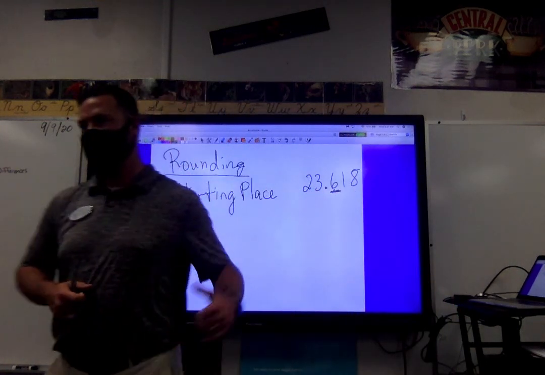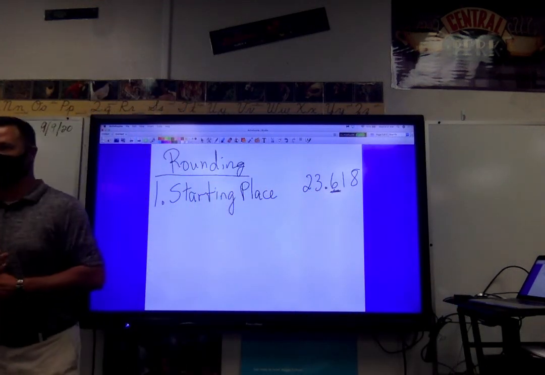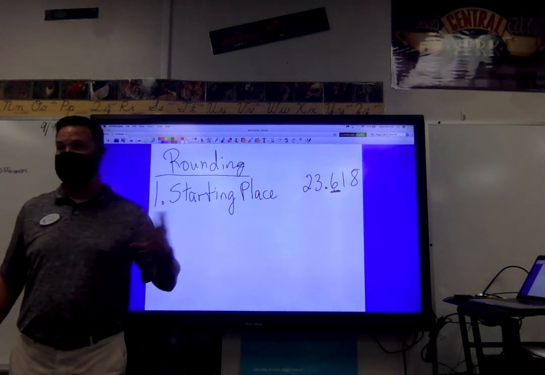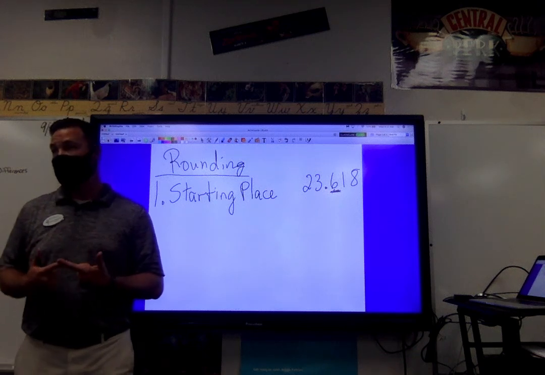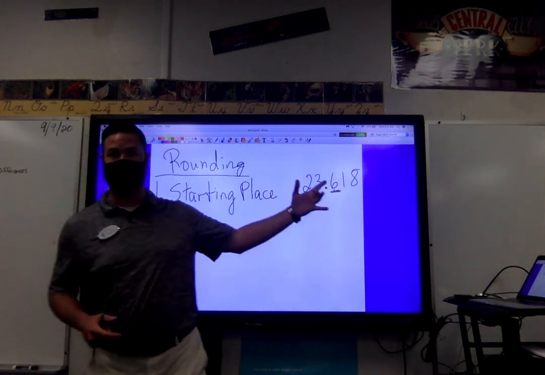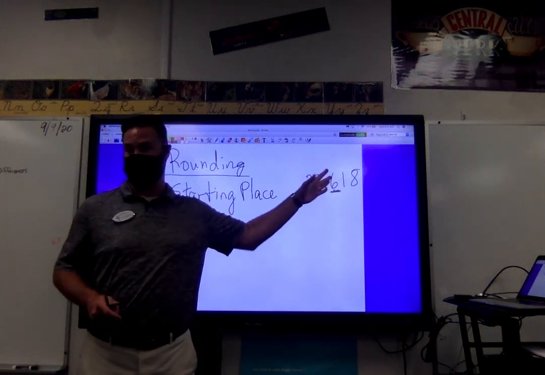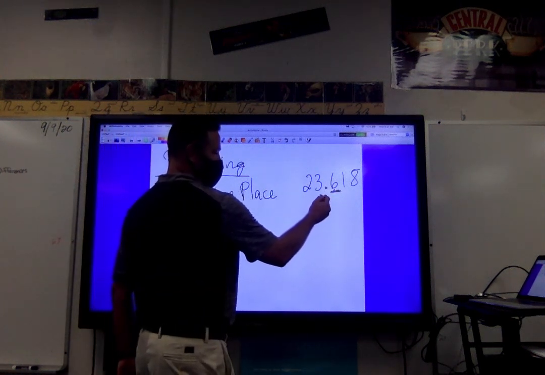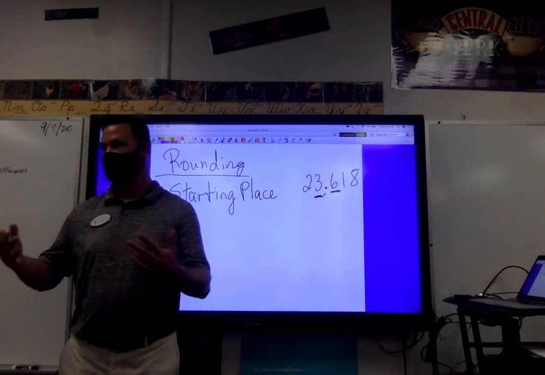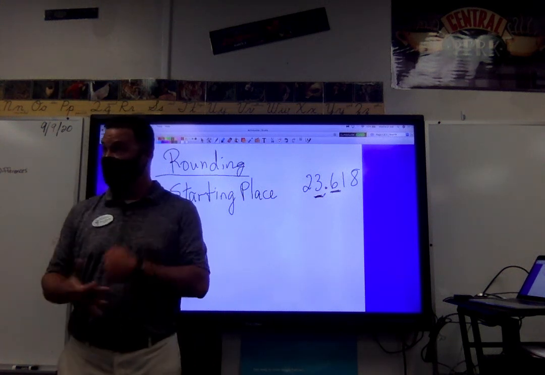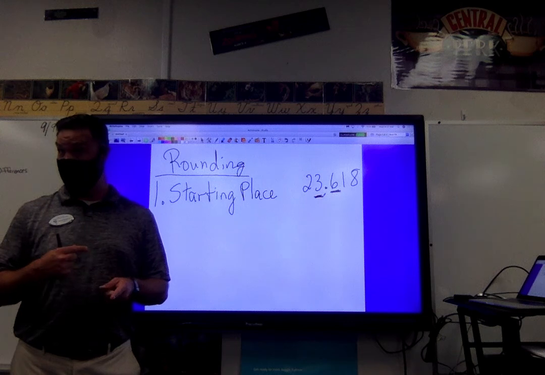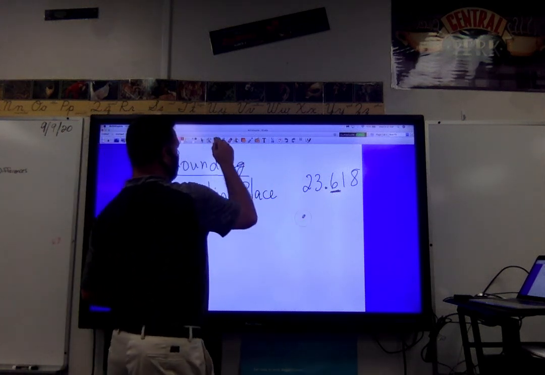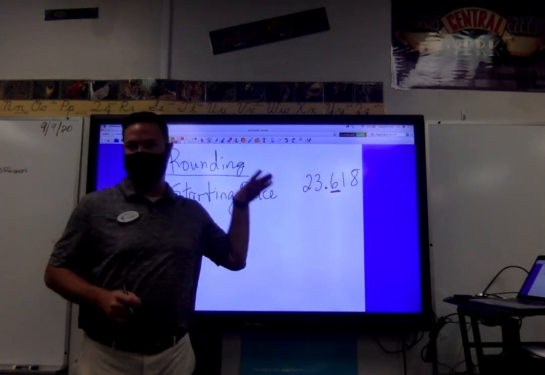If I underline that, what's my starting point for that particular one? It's the what place? Tenths. Okay, so there will be some questions on your homework today that say, what is the rounding place? What place do they want you to round to? And you would tell me the tenths. If they underline the 3, what would you say? What place is that? Ones or the nearest whole number. Thank you. All right, so the first thing you got to do is find your starting place.